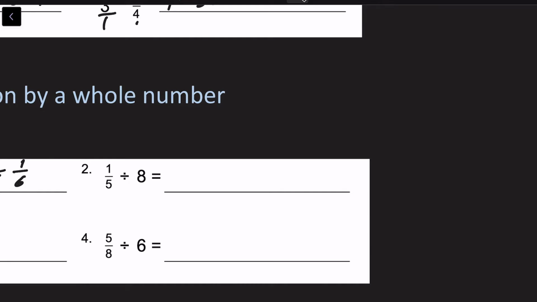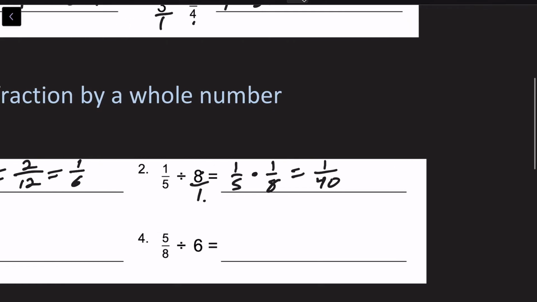Again, let's change the 8 to 8 over 1. So 1 over 5 times the reciprocal. So we're going to switch it: 1 over 8. And this is going to be 1 times 1 is 1 over 5 times 8 is 40. That's our final answer.